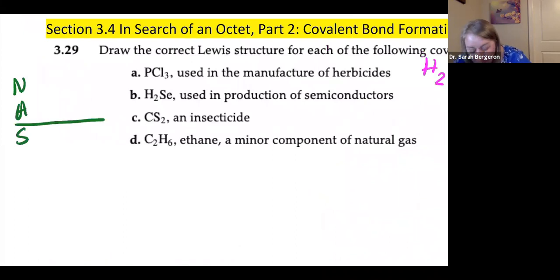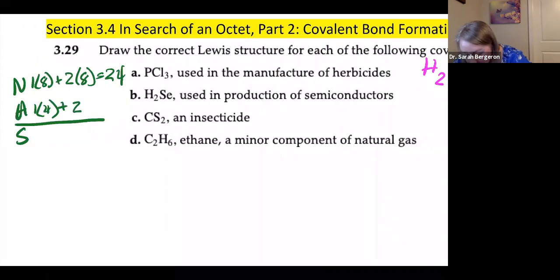Carbon and sulfur both need 8. So we have 1 carbon that needs 8. We have 2 sulfur that need 8. So how much does that give me? I need a total of 24 electrons. How many do I have? Well, in my carbon, I have 4. So I have 1 carbon atom and it has 4. I have 2 sulfur atoms, and each sulfur atom should have 6. So how many available do I have? I have 16 available, but I need 24, so I'm going to have to share some.